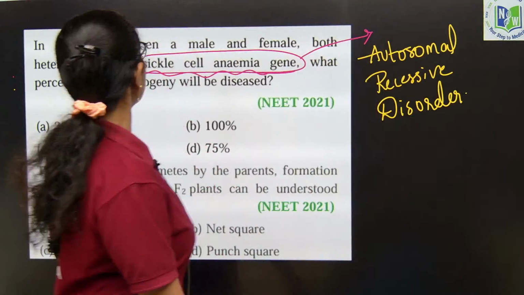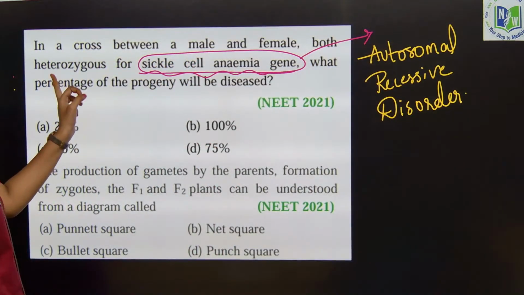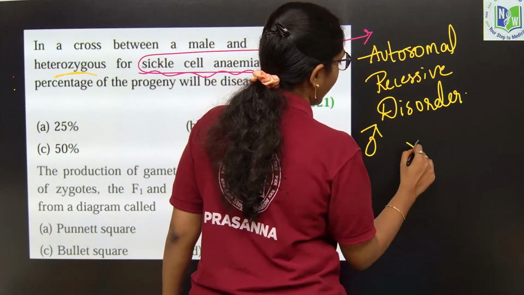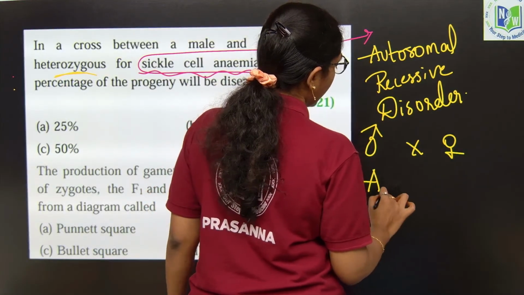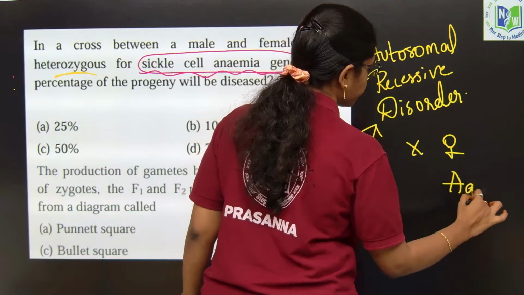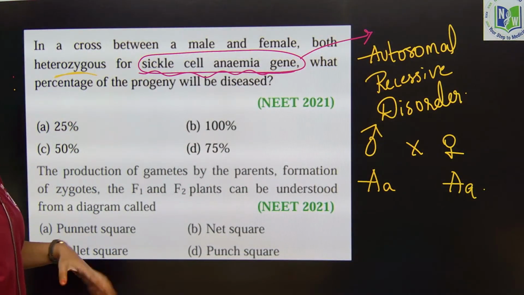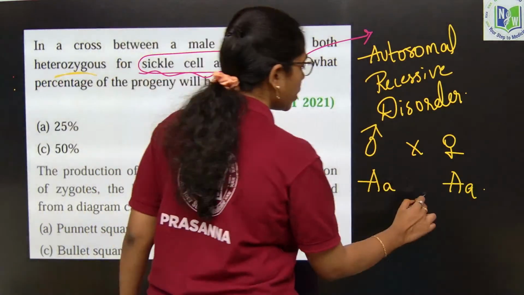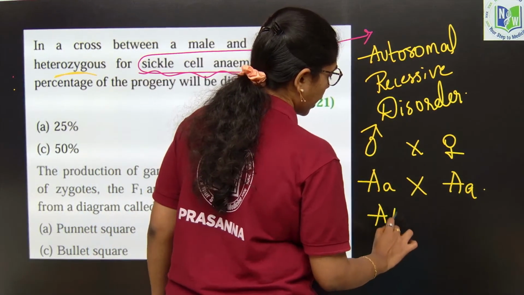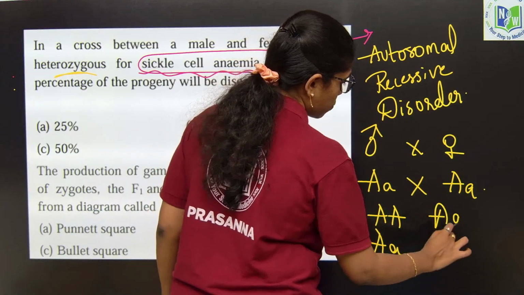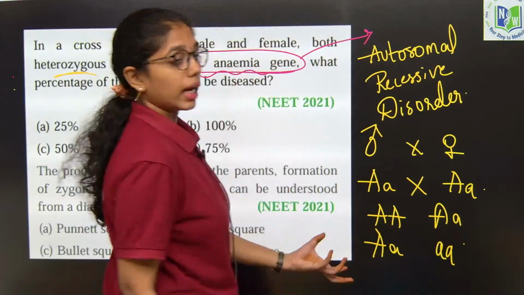So here, in the cross between male and female, both are heterozygous for the disease. What is the percentage of progeny which is diseased? Just cross it and see. Capital A, capital A, capital A small a, capital A small a, small a small a. It is as simple as that.